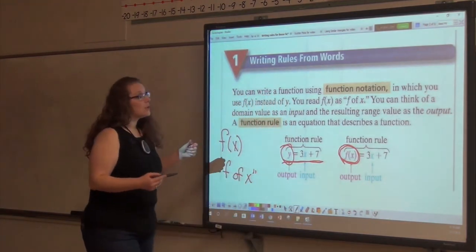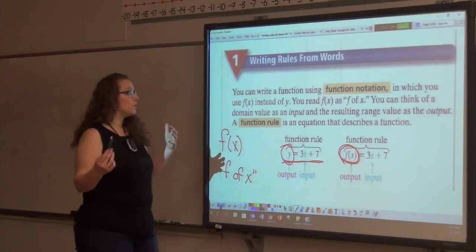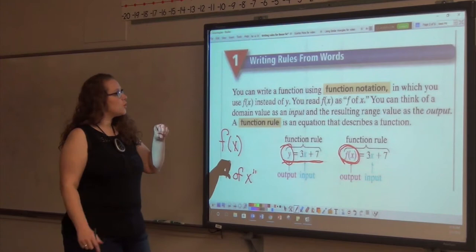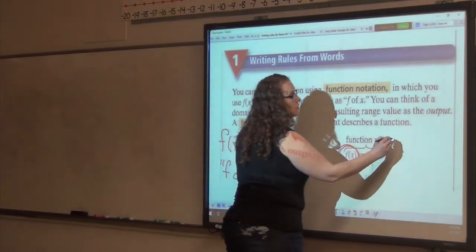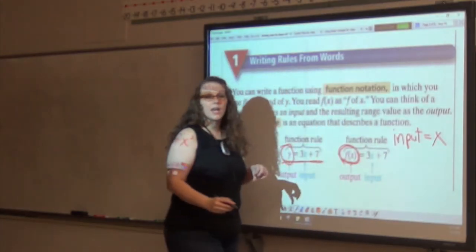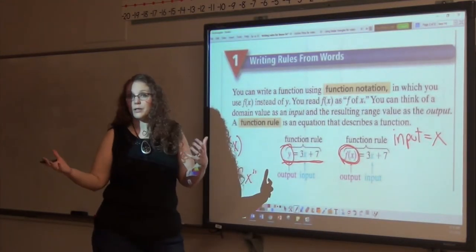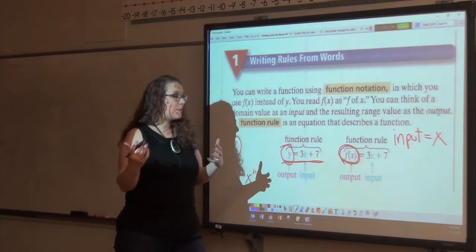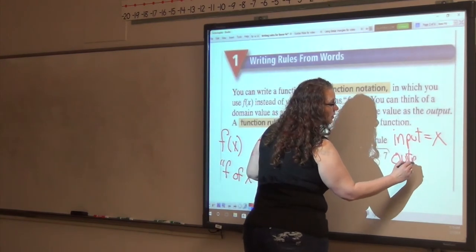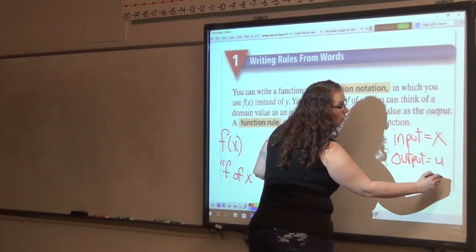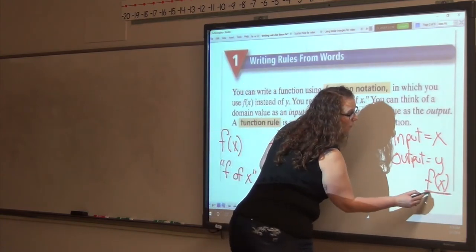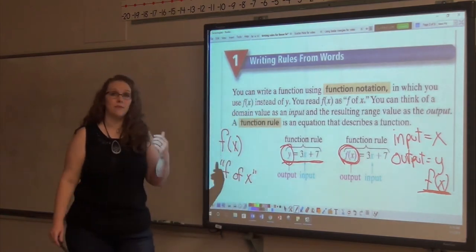All right, so the function rule is just an equation that describes the function, tells you what the function is going to do. X is your input, so your input is going to be your x. You could have a whole bunch of different inputs. You could have one input. It just depends on what your domain is. And your output is your y or your f of x. With functions, you'll use this notation right here instead of y.